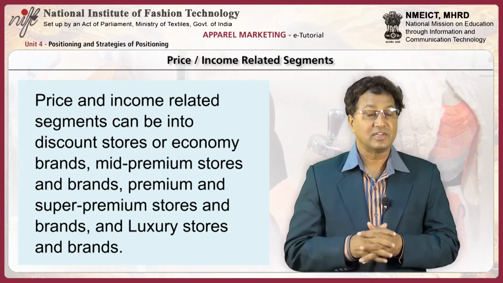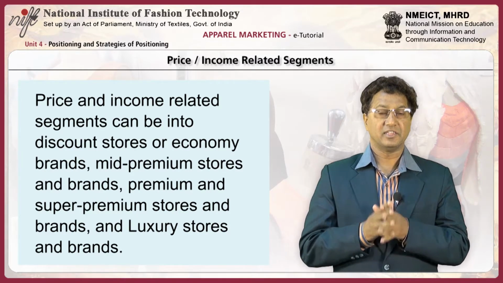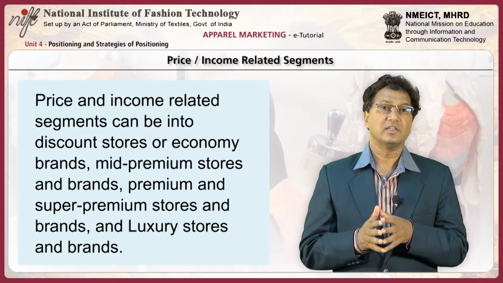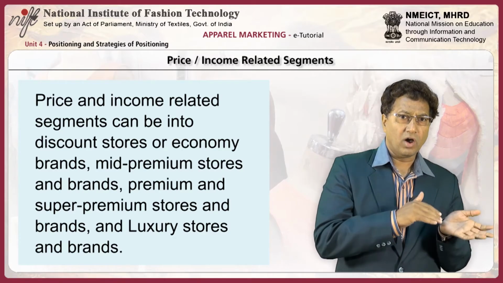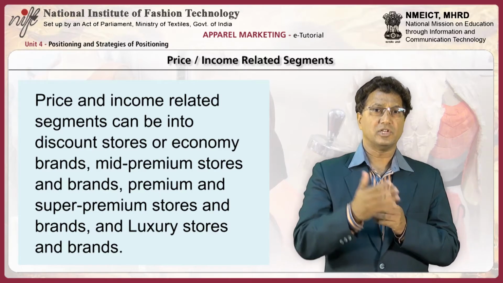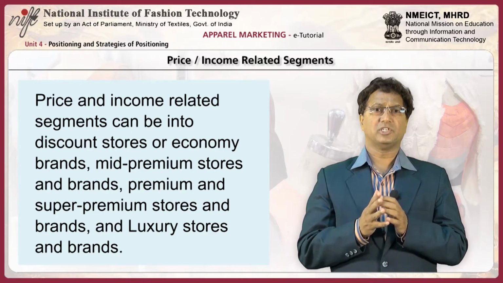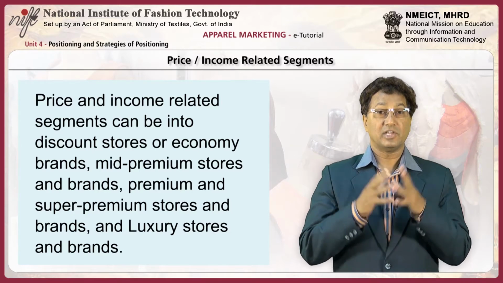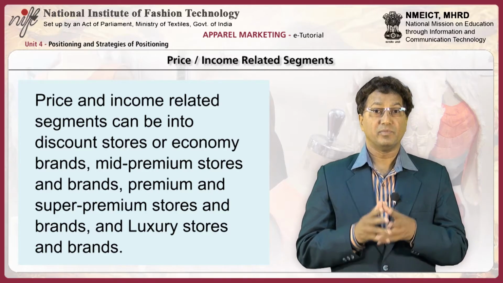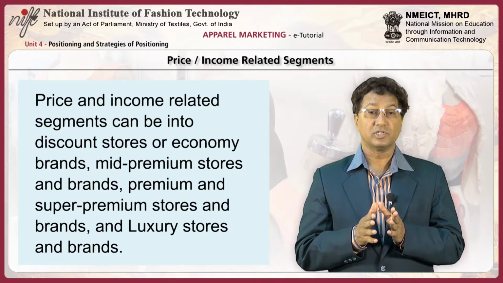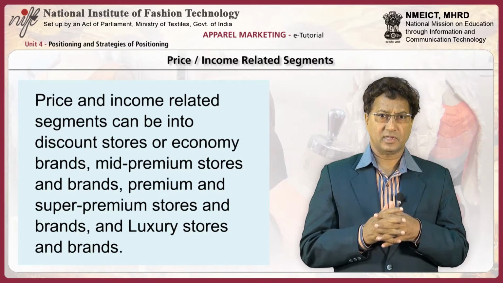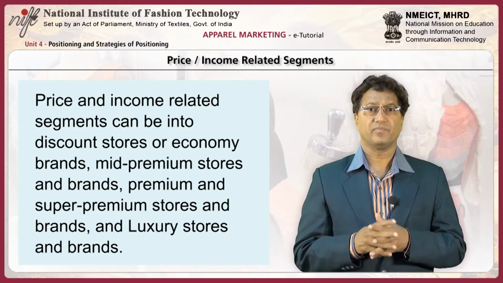Price and income related segments is a major category. This segment is basically a discount looking segment or value, or it can be premium, or it can be luxury market. So the stores are classified as economy brands, mid premium stores and brands, premium and super premium stores, and luxury stores and brands. We will now look at each of these segments.